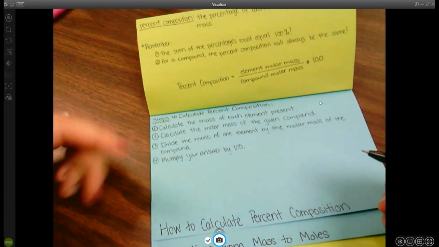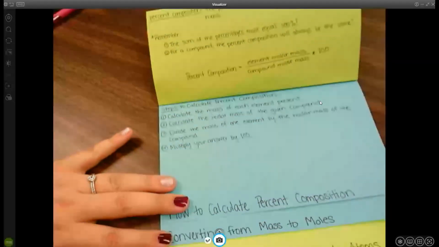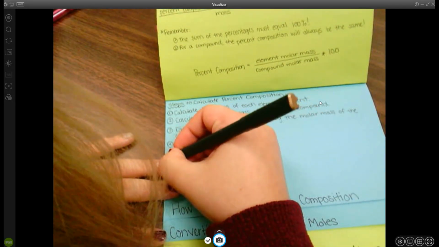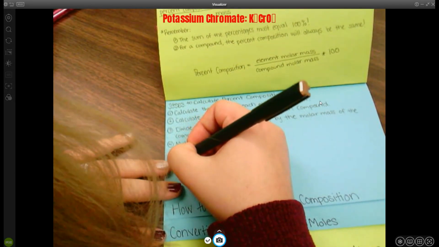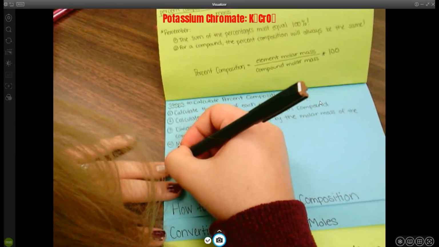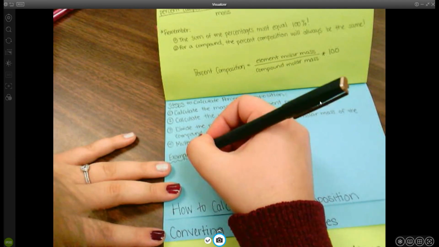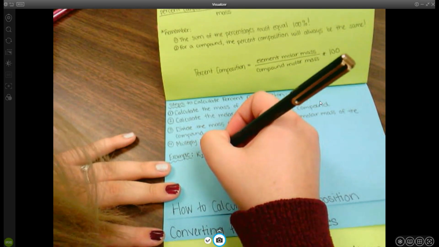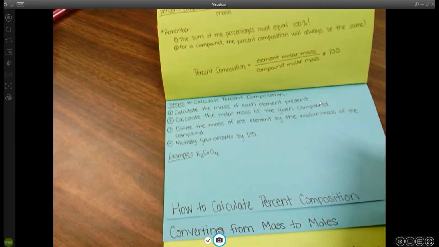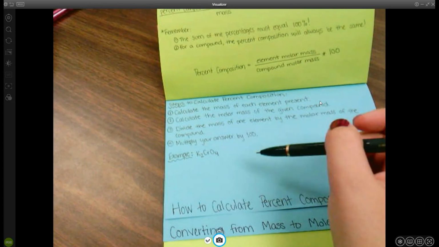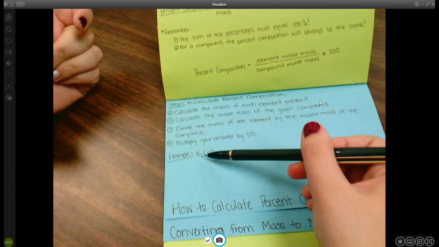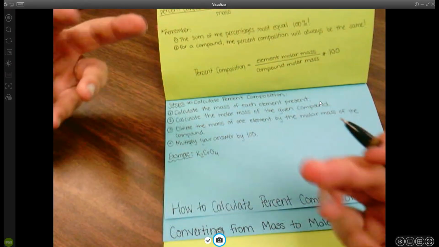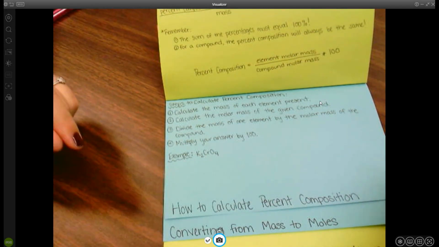Okay, so my example is potassium chromate. The formula for potassium chromate is K2CrO4. You should know that chromate has a -2 charge, and potassium has a +1. That's why there's this 2. Chromate is one of our polyatomic ions. So see, everything builds. I'm going to walk us through the steps.